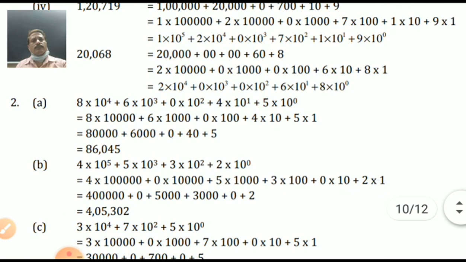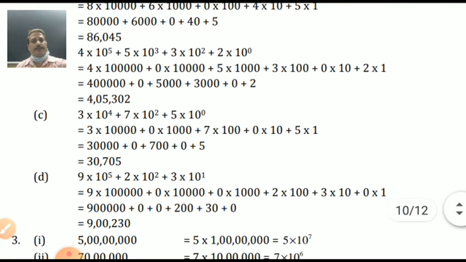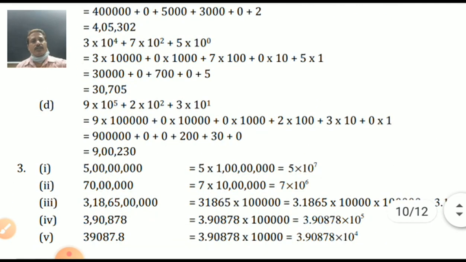And vice versa. 8 into 10 raised to 4. Question number 2. Vice versa. 6 into 10 raised to 3. 0 into 10 raised to 2. 0 always. You have the number 86,045. 86,045 is the answer. Yes, B. C, B.